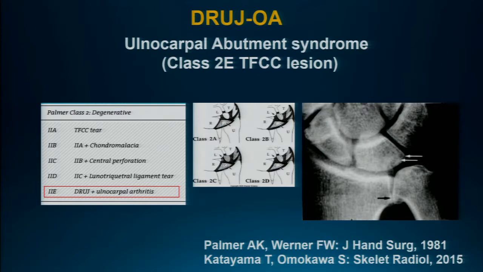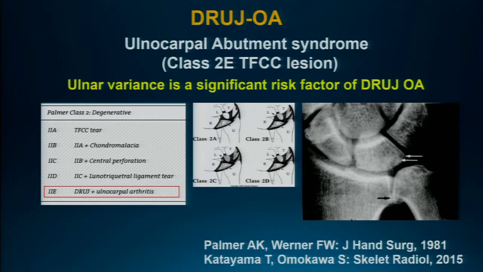Okay, let's move on to the DRUJ-OA. DRUJ-OA is the most common at the ulnar aspect of the wrist. It's due to the advanced stage, as class 2E, and due to ulnocarpal abutment syndrome. We can see the osteoarthritis at the ulnocarpal joint and also the DRUJ. And so we found the ulnar variance is a significant risk factor of the DRUJ-OA.